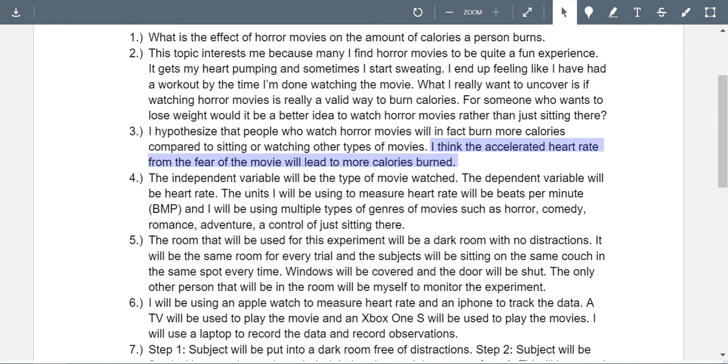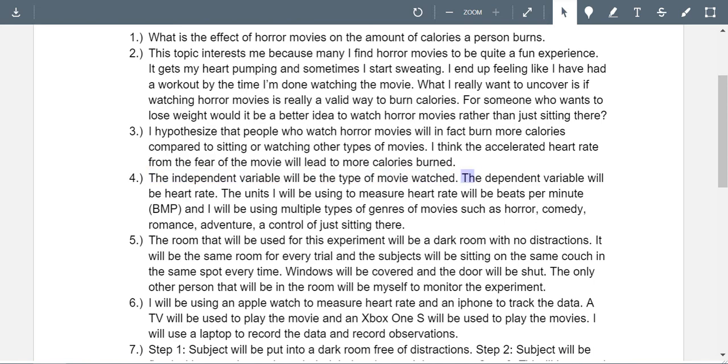You said the independent, okay, so now we're on to your variables. Now with variables, you are going to want to have it listed as independent variable and then just tell us. Instead, you've got this written as a paragraph. Please make sure you refer to my manual as far as how to write up the independent variable. But you said here the variable is the type of movie watched, okay? Dependent variable will be heart rate.